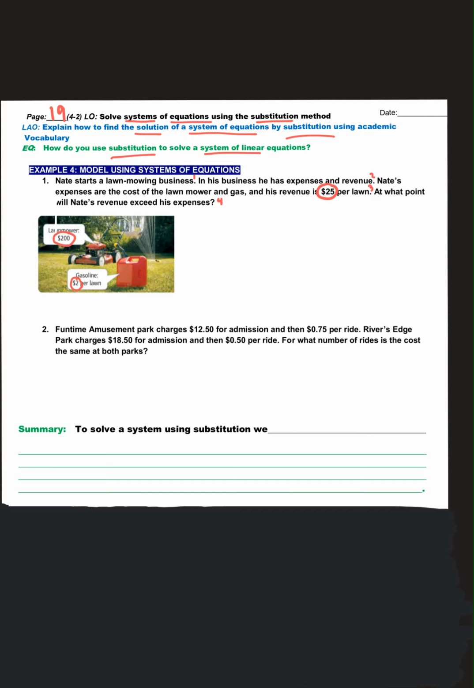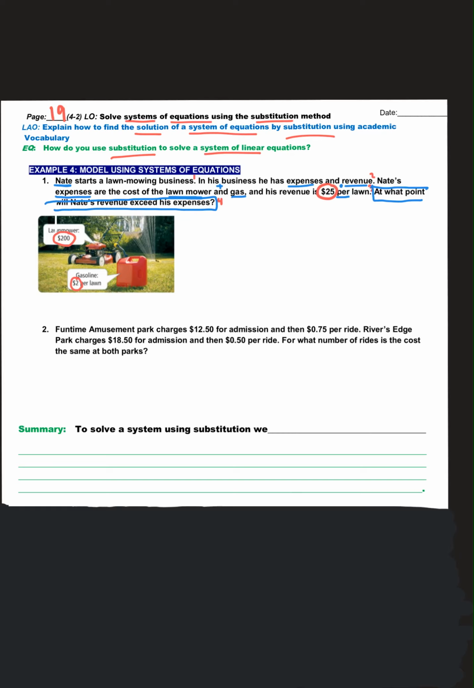Okay, so now we need to underline any keywords or operation words. So we know we're talking about Nate, that's the who. And his business, he has expenses and he has revenue. Nate's expenses are, so we see expenses again, we're going to underline it, the cost of the lawnmower and the gas. I also see and means addition, so I'm going to make a little plus sign. And his revenue is $25 per lawn. I see per means times, so I'm going to make a little dot there so I know that means times. At what point will Nate's revenue exceed his expenses? So let's go ahead and box that question because that is what we are trying to figure out.